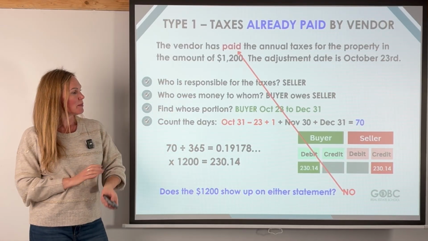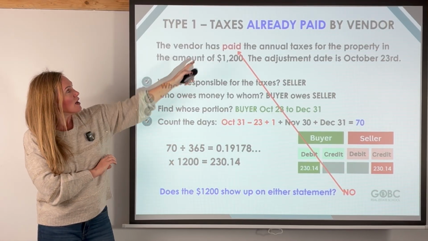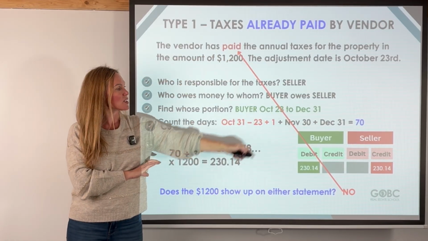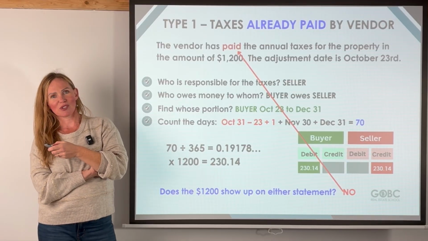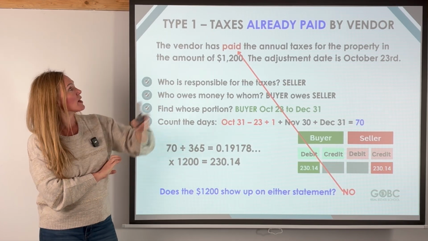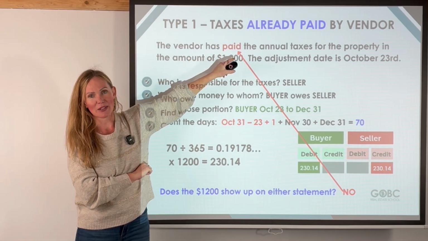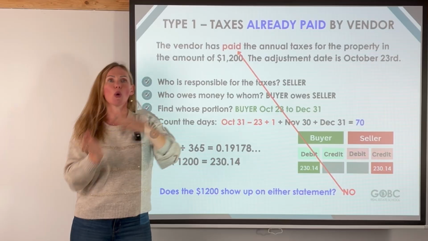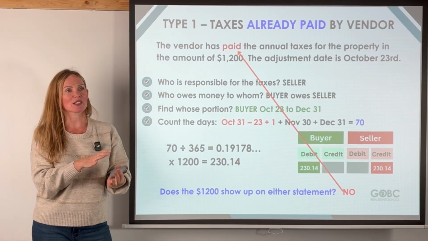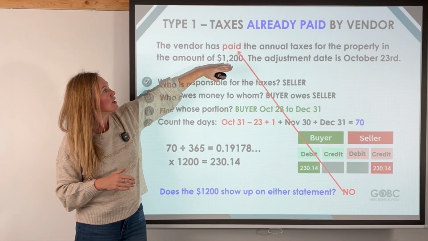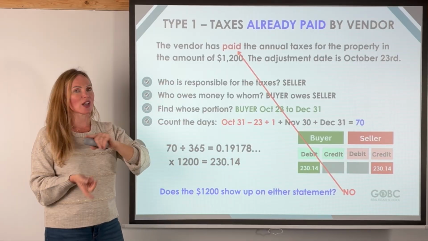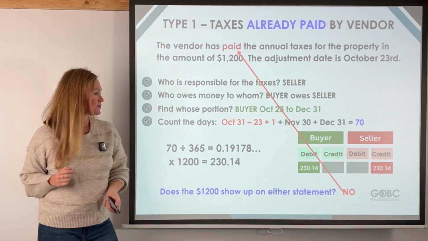Okay? My question to you is, how about this $1,200? Is that going to show up on anybody's statement of adjustments? And the answer is no. Why? Because it's already being paid. So if something is still owing, something in the future he has to pay, those ones will show up on the statement of adjustments. But if something is already being paid, then this $1,200, don't touch it and don't put it anywhere else, okay? We're just working with the balances here.